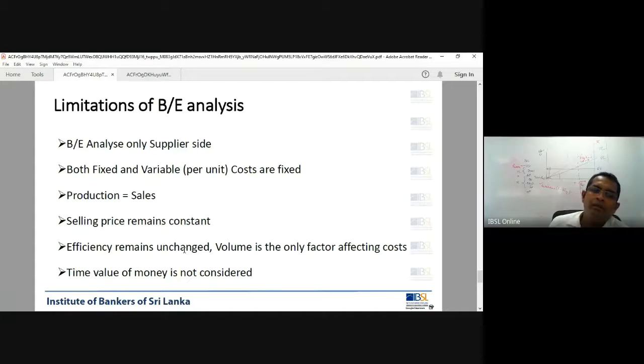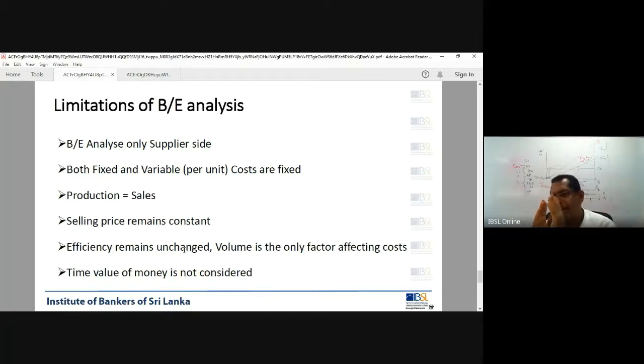It links to this point, efficiency remain unchanged. Volume is the only factor affecting the cost. See, when efficiency increases, variable cost comes down. Right? We didn't consider that one. The changing factor was only the volume. Selling price remained constant. We didn't consider any discounts or anything. We thought this is the selling price. Whatever we produce, we can sell.